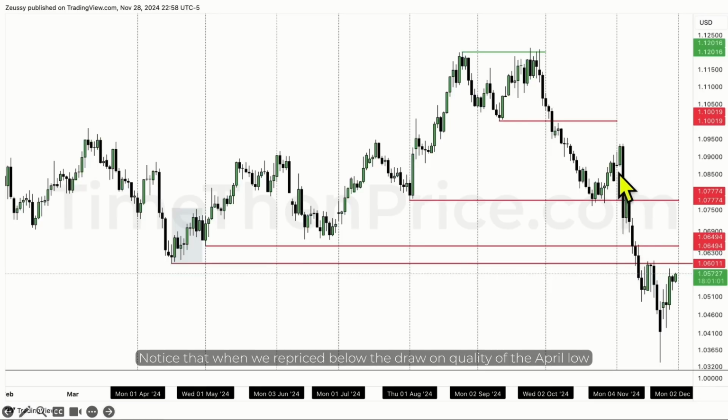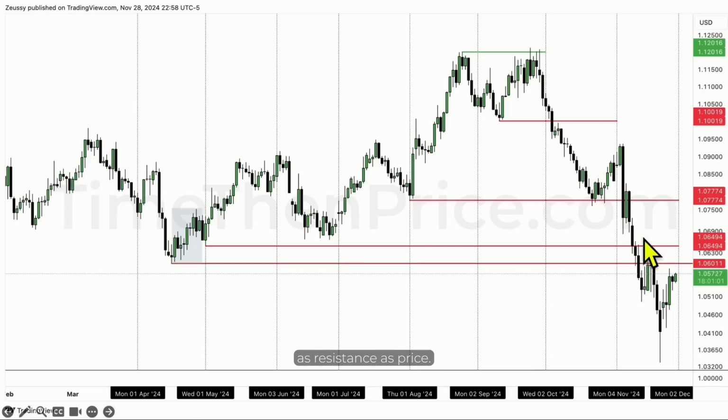Notice that when we repriced below the drawing liquidity of the April low, the market retraced into that April low right here, and we then had one more push towards the downside towards the 2023 low. This right here is the continuation algorithm control, where you can see that we utilize a previous cycle low as resistance as price. So in this case, a previous month's low. Notice that this low formed months ago, but it's still holding a significant impact on the delivery of price. The reason why is because it formed at a key level.